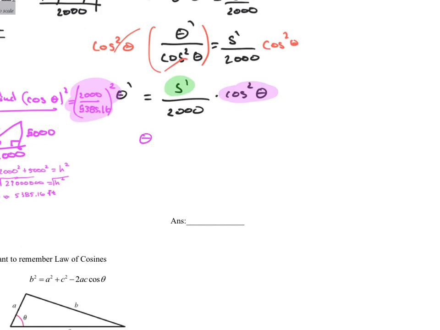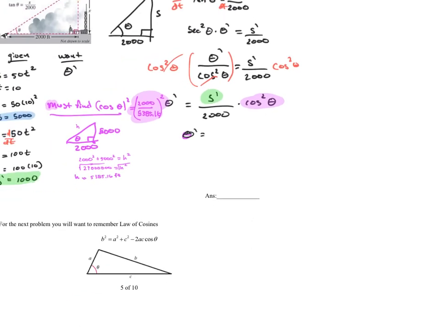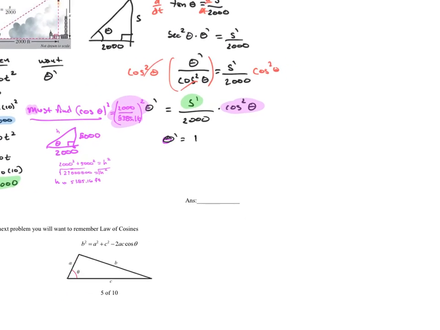So theta prime is going to be equal to S prime. S prime was given to us at 1000. So this is 1000 over 2000 times this value that we just solved. We just solved for cosine squared, which was 2000, the adjacent, over the hypotenuse, which is 5385.16 is what I'm estimating it to be, that quantity squared. Go ahead and put that in your calculator and let's see what you get. I am getting approximately equal to 0.07. I'll go to 2 decimal places.